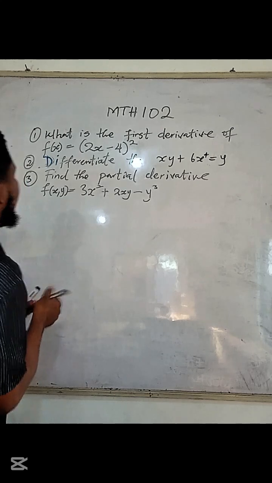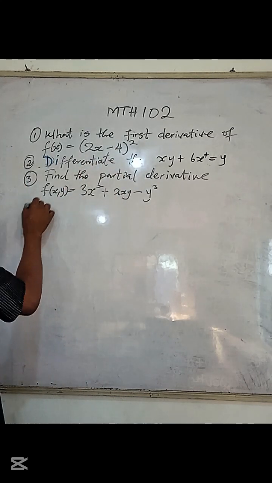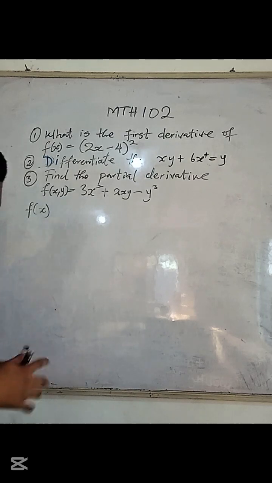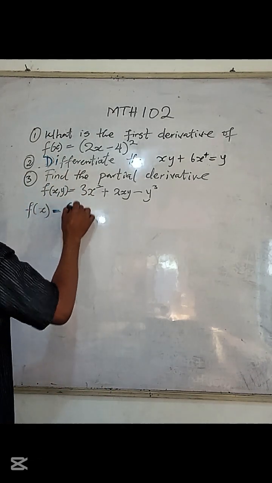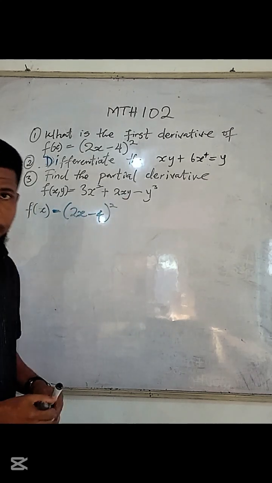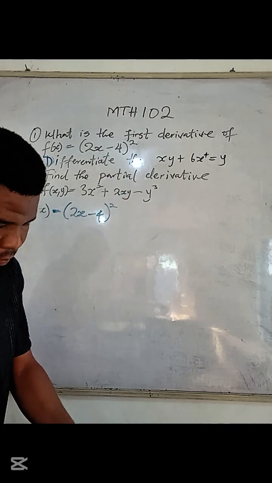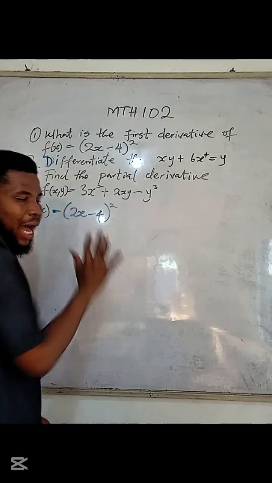The first one says, what is the derivative? In the first one, we're actually looking at 2s minus 4 raised to the power 2. Can you see the question there? I hope you are able to see. Okay, so now I want to explain.